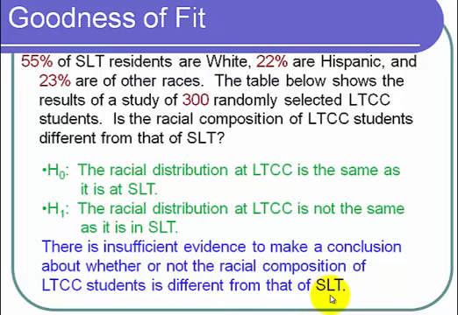So this is a very fancy way of saying we did all this work, we asked 300 students, and we know nothing. So it's kind of a drag. So all we say is we have insufficient evidence to make a conclusion about whether or not the racial composition of LTCC students is different from that of South Lake Tahoe. The distributions might be the same, the distributions might be different. We really don't know. So let's look at another example.